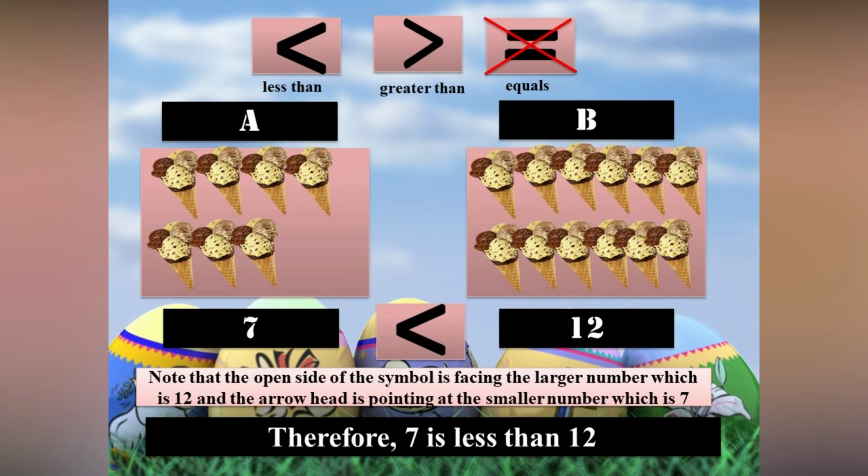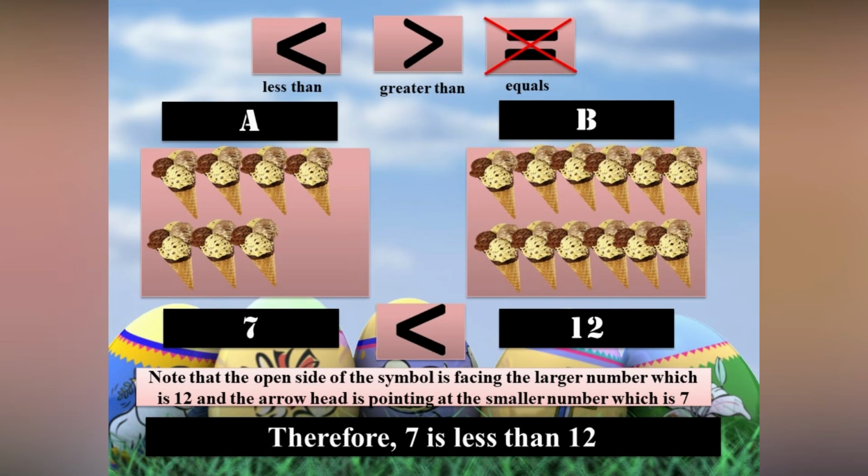We will compare the numbers using the relation symbols less than, greater than, and equals. We will remove the equal sign from the choices since the two sets do not have the same number of ice cream. Remember the trick? Note that the open side of the symbol is facing the larger number.